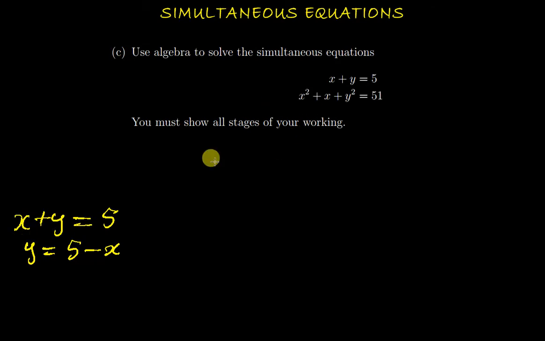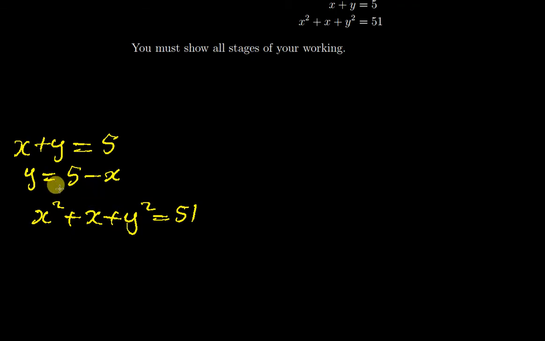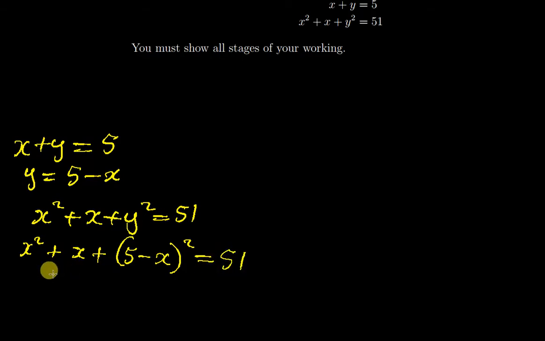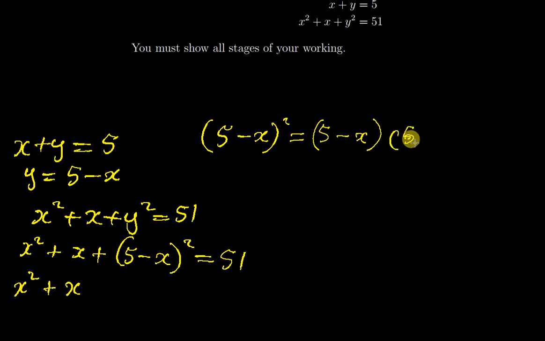So I'm going to have 5 minus x. Hence, I'm going to replace this y in the second equation with 5 minus x. The second equation is x squared plus x plus y squared is equal to 51. So while there is y here, I'm going to put 5 minus x. So I have x squared plus x plus (5 minus x) squared is equal to 51. Let me simplify this part, 5 minus x squared, which is just the same as 5 minus x times 5 minus x.